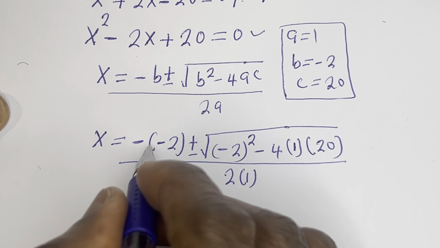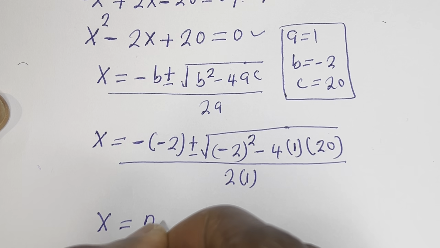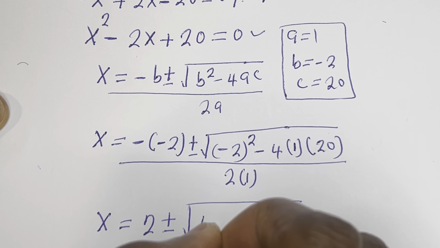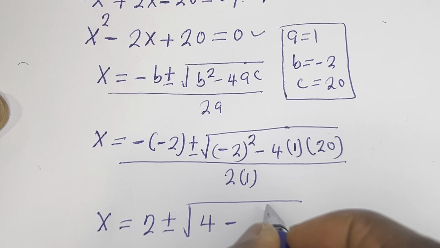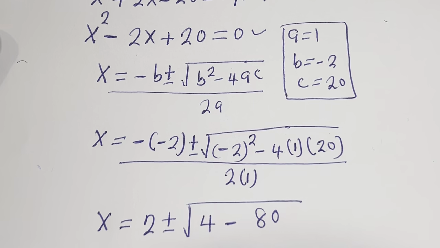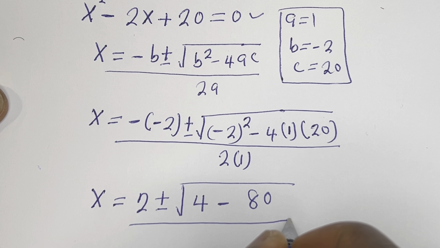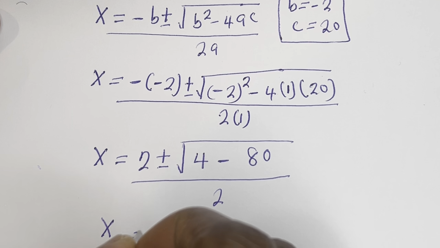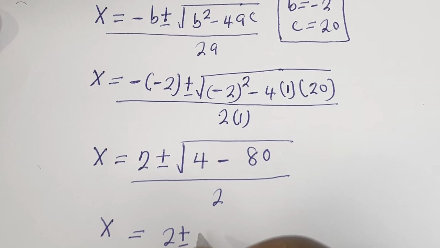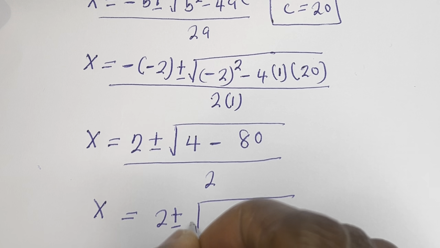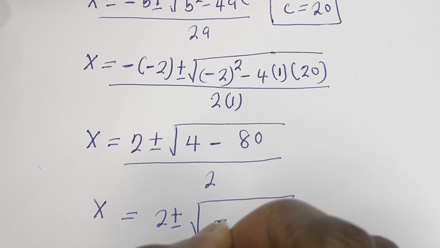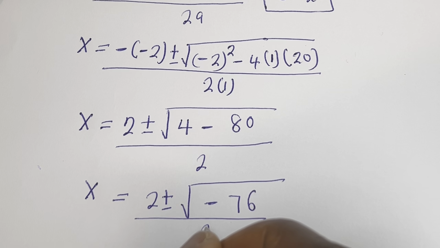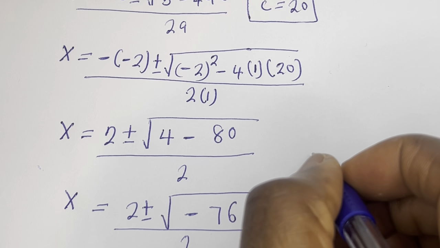x is equal to minus times minus 2, this is 2, plus or minus square root of minus 2 squared, that is 4, minus 4 times 1 times 20, that is 80, everything over 2 times 1, that is 2. x is equal to 2 plus or minus square root of 4 minus 80, this is minus 76, over 2.